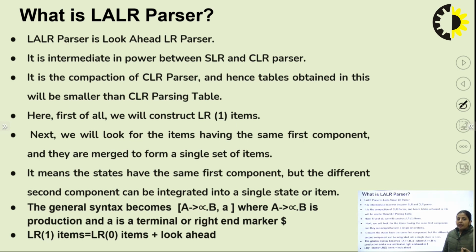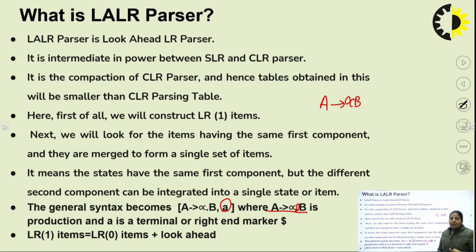Here A gives alpha dot beta is the production and a is the terminal or right-hand marker dollar. Means this is the production. This can be in any form, like the production is in the form of A gives alpha beta. Here, what is the dot? The dot is used to find the look ahead. So here is the dot. Now what is this a here? This is the look ahead of this particular production.